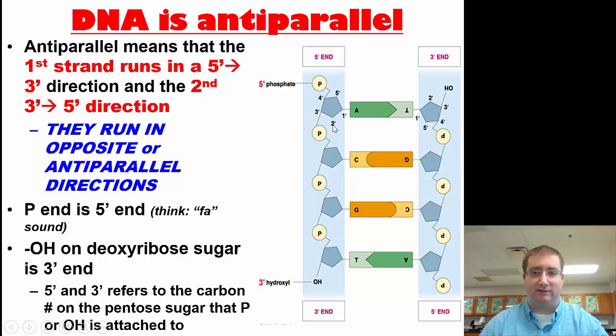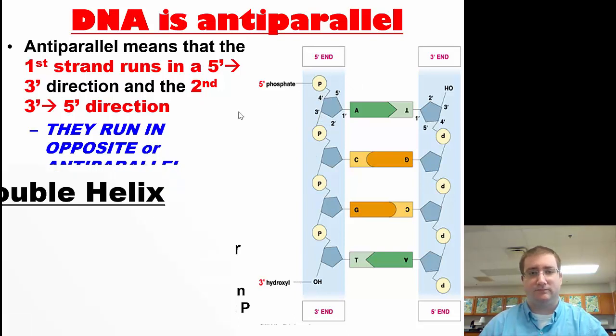I'm not going over why it's ordered in that way, but we can see that the phosphate group is attached to the 5th carbon, while the hydroxyl group is attached to the 3rd carbon. And that's where they get the numbering, but you don't need to understand that. I just want you to understand this idea of antiparallel and the phosphate group being 5' and the hydroxyl group being 3', and that they run in opposite directions.